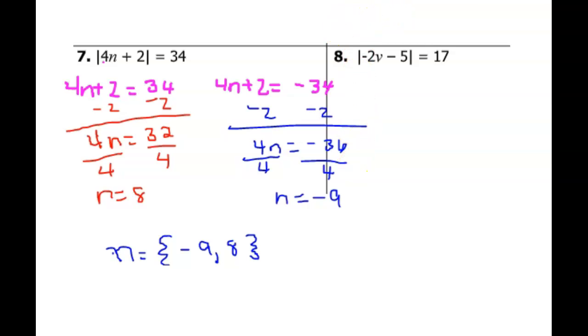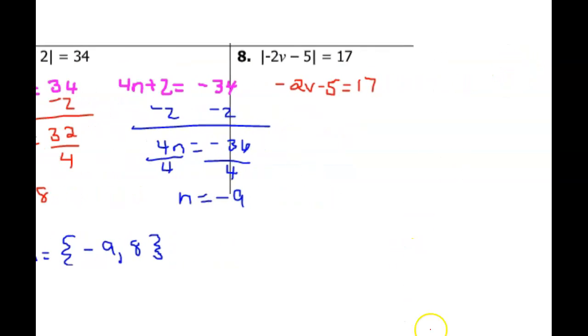Let's look at number 8. First step, I'm going to make sure it's isolated. The absolute value is by itself. So I'm going to take what's inside, negative 2v minus 5, and set it equal to the positive of what's on the other side of the equation, so positive 17. All right?